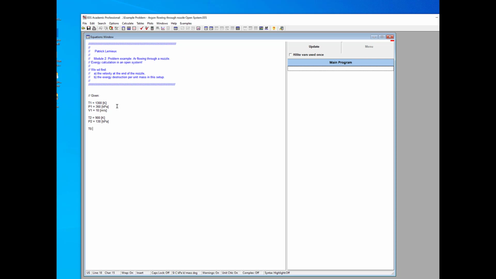The temperature of the dead state is 293 Kelvin, so 20 degrees Celsius. Okay, and we're done. I think this is all that was given to us in this particular problem. Now let's work on our analysis based on what we've highlighted in the OneNote video of this problem.